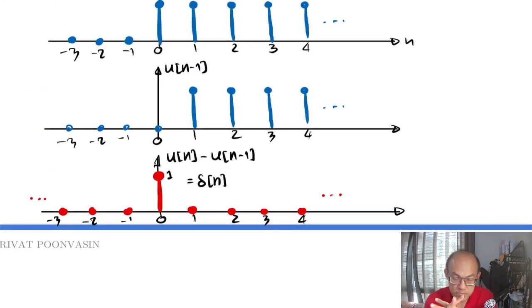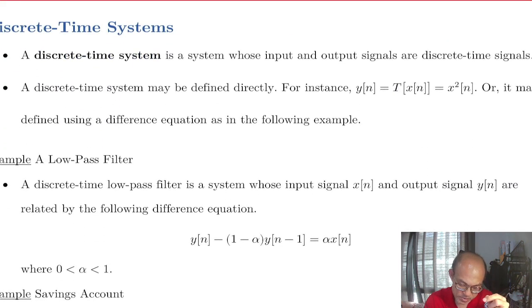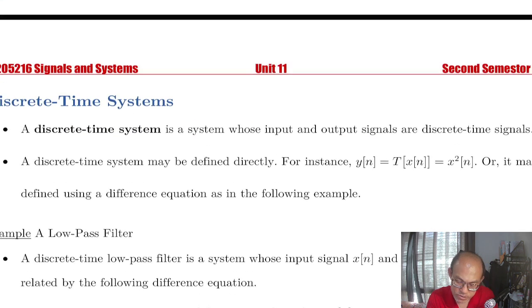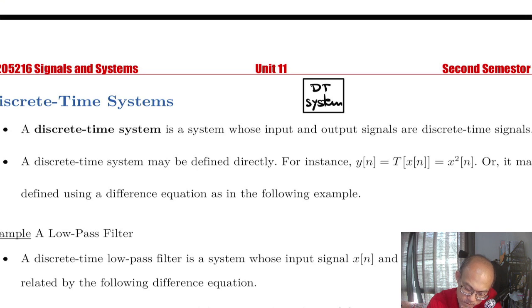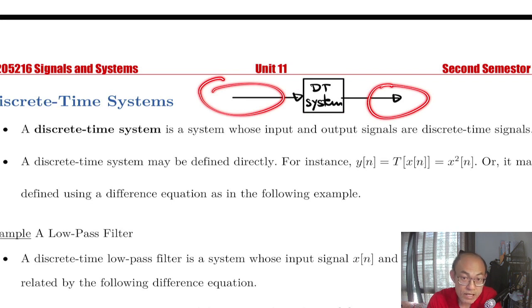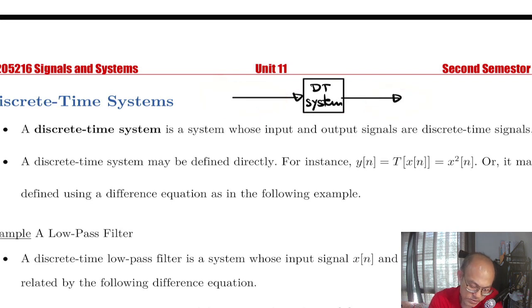All right. Now, this is discrete time signals. Now we're going to talk about discrete time systems. The discrete time system is just a system whose input and output signals are discrete time signals. So if we draw a diagram, okay, this is a discrete time system. This is the output, this is the input. Now, for it to be a discrete time system, both the input and the output have to be discrete time signals.